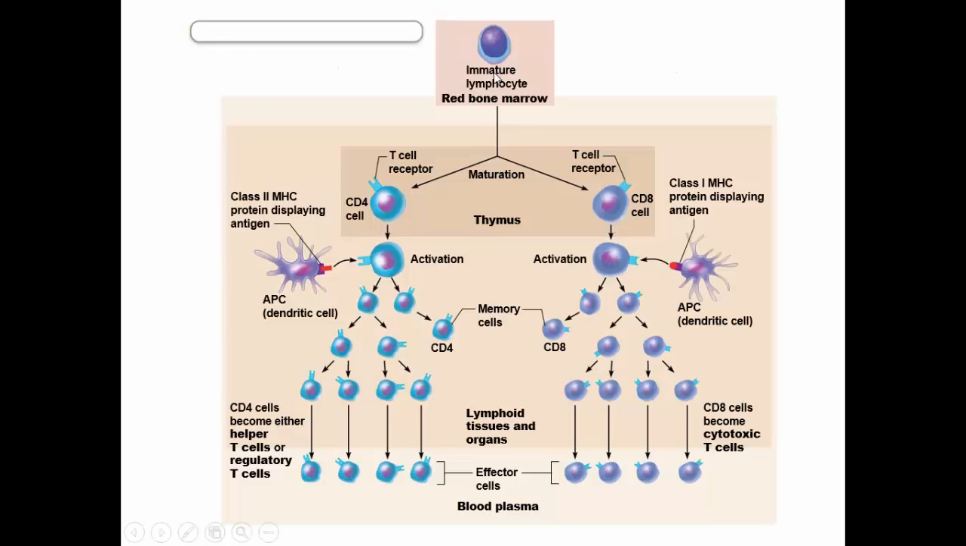So our mature lymphocytes, some of them become CD4s, some become CD8s. The CD8s can respond to class 1s, so they can look at antigen-presenting cells, or they can look at the MHC, not so much on antigen-presenting cells, but on any cell that has a foreign endogenous protein. They'll become cytotoxic T cells and will go out and kill the cell that has that particular protein on it.